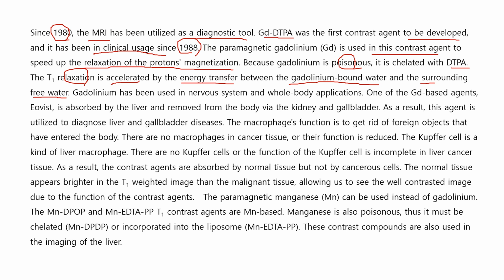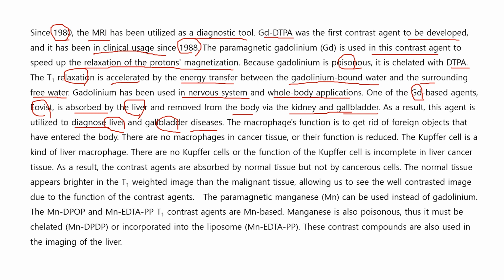Gadolinium has been used in nervous system and whole body applications. One of the gadolinium-based agents, Eovist, is absorbed by the liver and removed from the body via the kidney and gallbladder. As a result, this agent is utilized to diagnose liver and gallbladder disease.